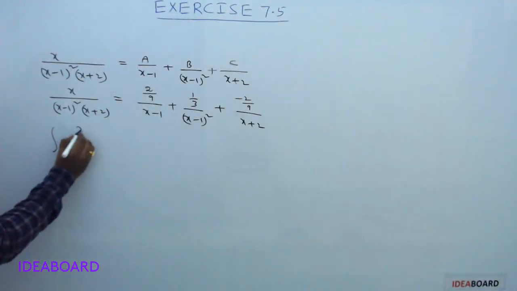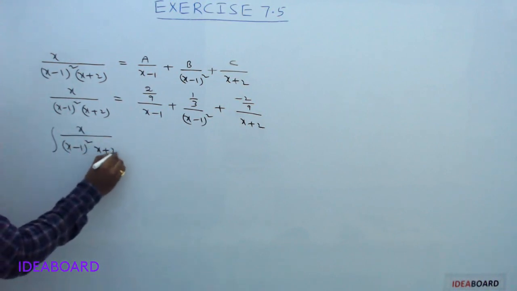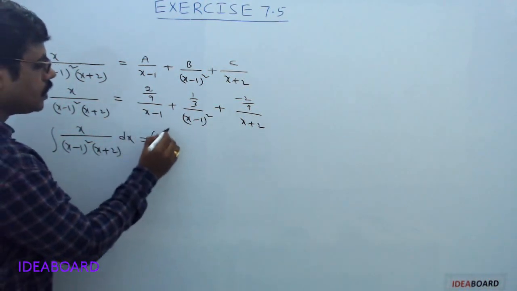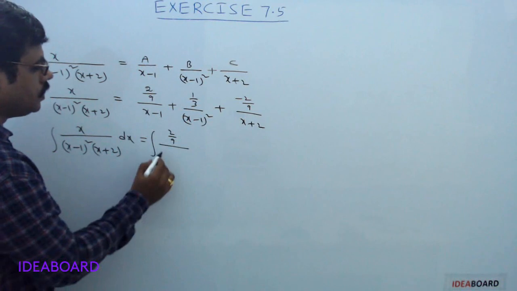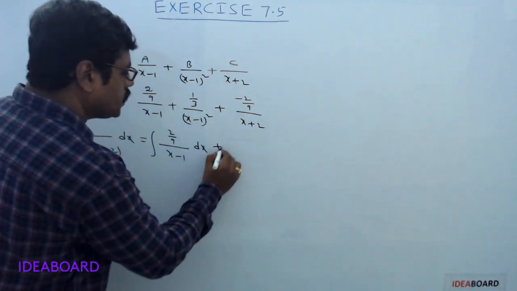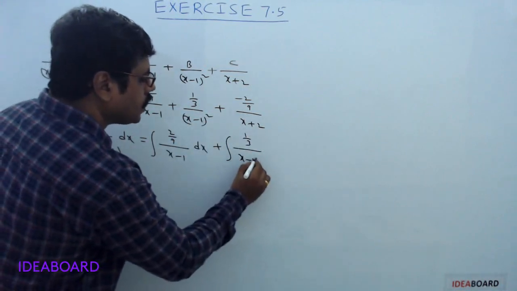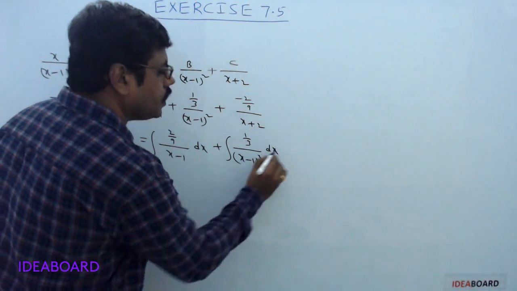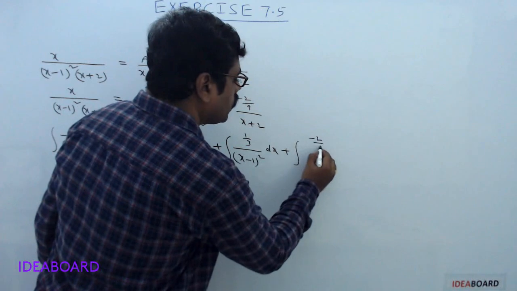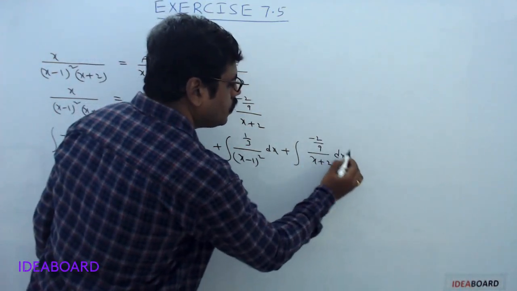So it is integral of x divided by (x minus 1) whole square into (x plus 2) dx. Now this equals integral of 2 divided by 9 divided by (x minus 1) dx plus integral of 1 by 3 divided by (x minus 1) whole square dx plus integral of minus 2 divided by 9 divided by (x plus 2) dx.